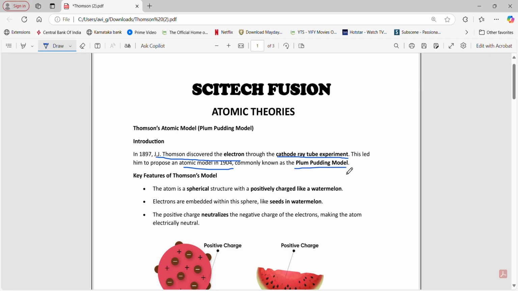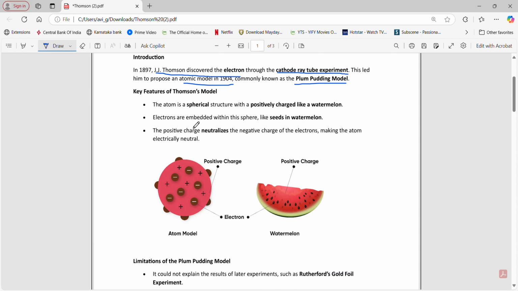or the watermelon model. So, when J.J. Thomson discovered the electron using the cathode ray tube experiment, based on his discovery, he proposed an atomic model in 1904, which was known as the plum pudding model or the watermelon model. According to Thomson, an atom is a spherical structure with positive charge, like a watermelon.